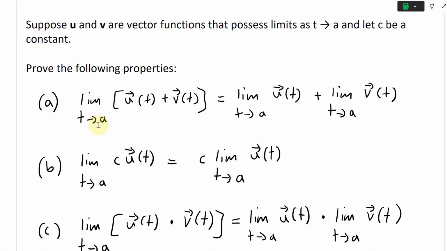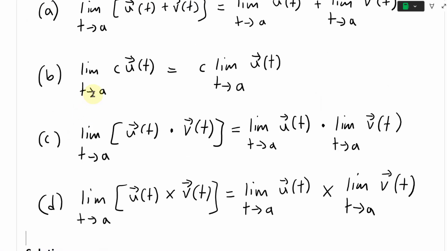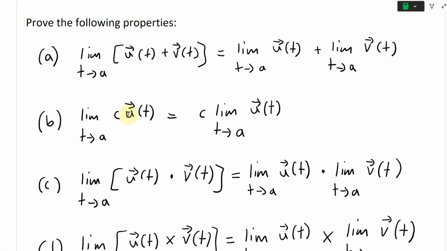If you have the limit as t approaches a of u of t plus v of t, these vector functions, this just equals the limit as t approaches a of the u vector function plus the limit as t approaches a of the v vector function. So if you add the vector functions and then take the limit, it is the same as doing the limits separately and then adding them up. And then in part B, the limit as t approaches a of the constant times the vector function, with this one we can just take the constant out.